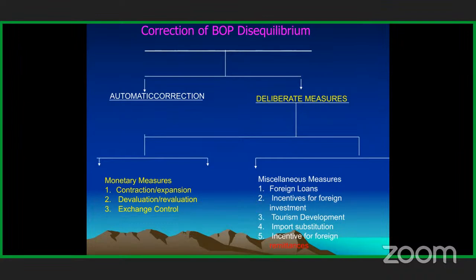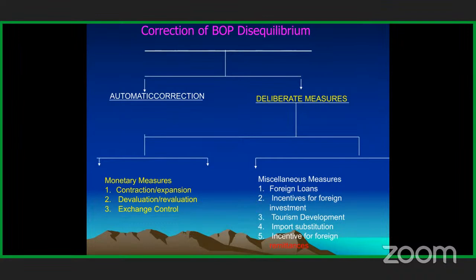incentive for foreign residences. So friends, under monetary contraction, the level of aggregate domestic demand, domestic price level, and the demand for imports and exports may be influenced by contraction or expansion of money supply so that balance of payments disequilibrium may be corrected. Contraction of money supply is likely to reduce the purchasing power, thereby the aggregate demand. It is also likely to reduce domestic prices. The fall in domestic aggregate demand and domestic prices reduces the demand for imports. So these are the monetary measures.